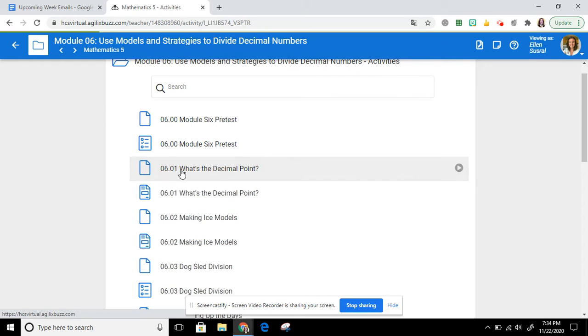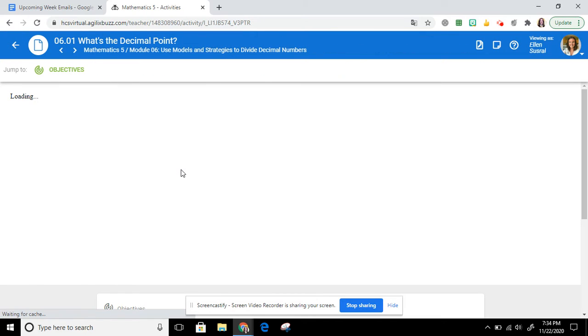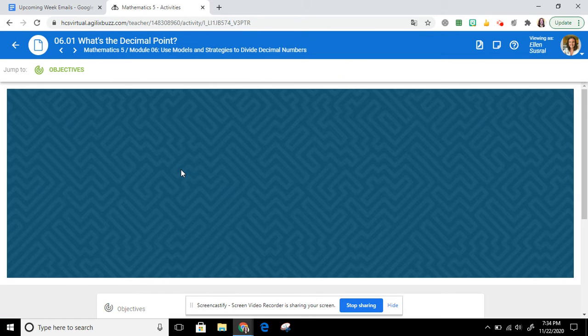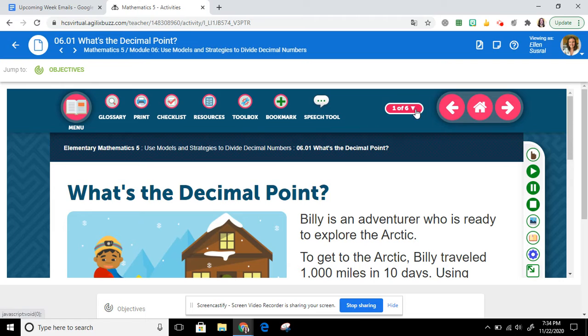We're going to click on the blank page. That's going to open up the lesson. This is a 6-page lesson. Make sure you go through all the pages, boys and girls. The pages in the lesson are going to show you examples of how to do your worksheet assignment.